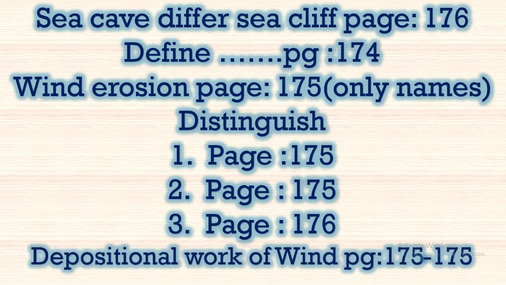Here I am giving you depositional work of wind. This is one detailed answer. It's in page 175 and 176. I have given the same number, need not worry. Take page 175. Depositional work of wind. We have sand dune, barchan, and turn the page to mark loess. Okay, loess. Need not worry about transverse dune and longitudinal dune. Mark only 3 things: sand dune, barchan and loess. Turn the page to mark loess.